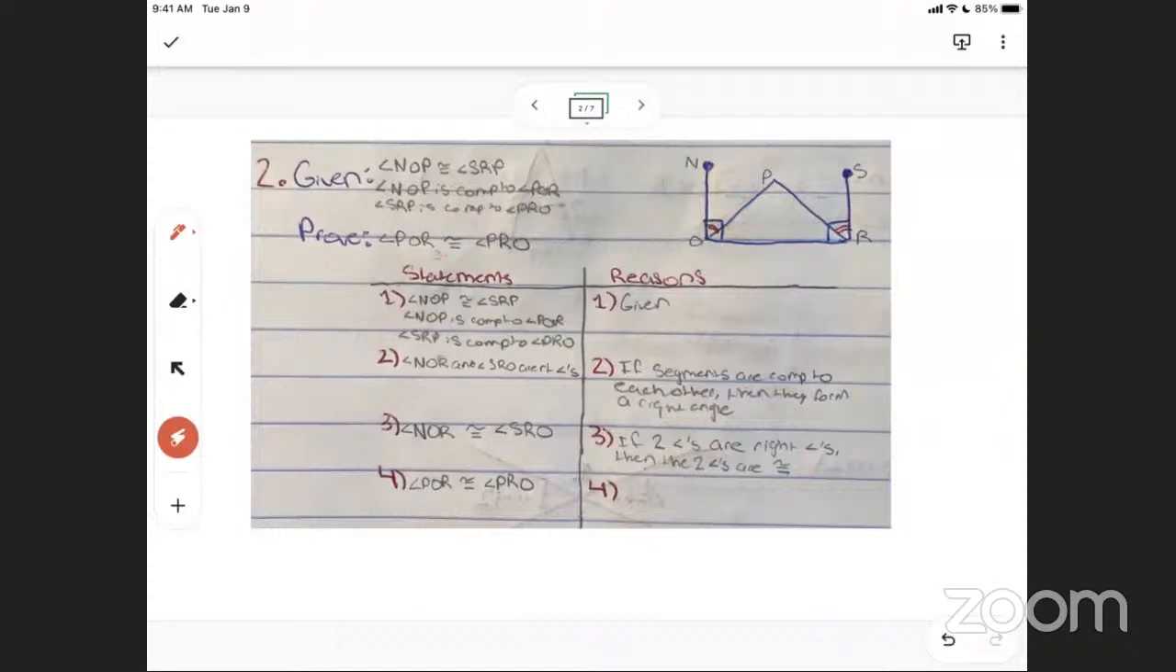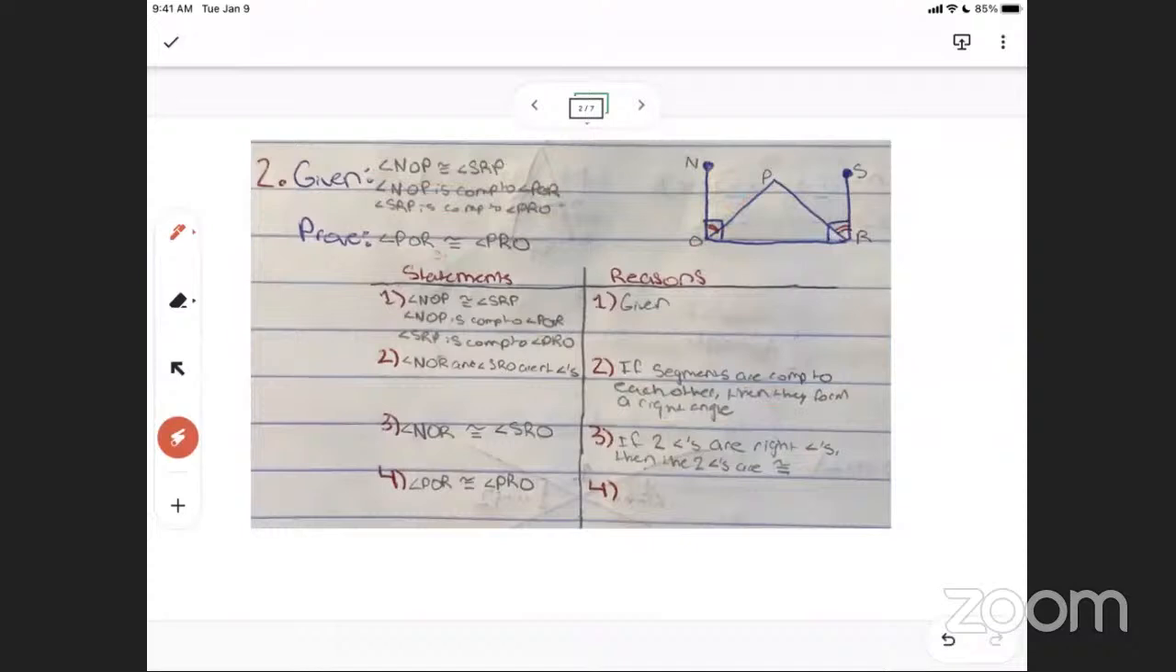Okay, so let me go back here and see where your SRP is complementary. So you know that these are equal to each other, and you know that those are complementary. So you're starting by saying that these are right angles. I feel like there's a more simple way.